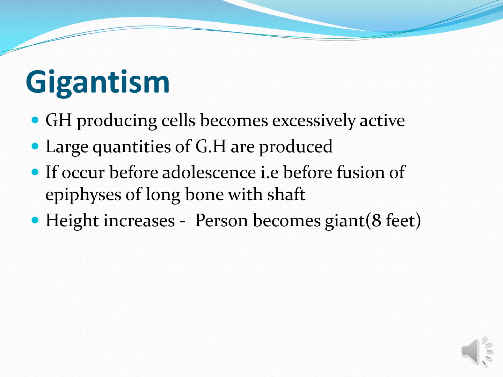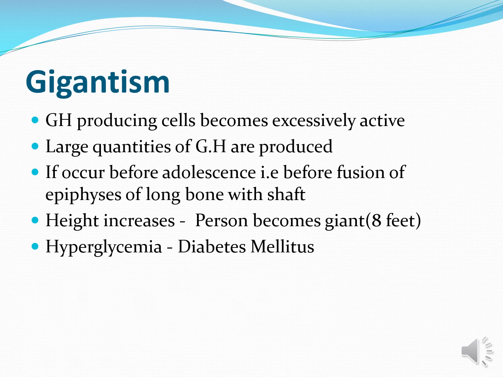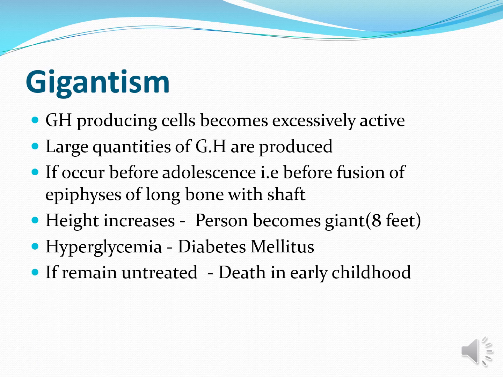Hyperglycemia may result due to exhaustion of the insulin producing beta cells of the pancreas. This may lead to diabetes mellitus. Microsurgical removal of the tumor or treatment by irradiation of the pituitary gland is indicated, but if it remains untreated, death in early childhood may occur.